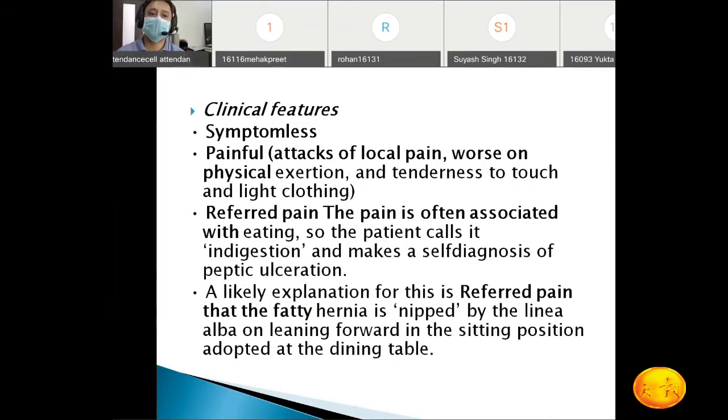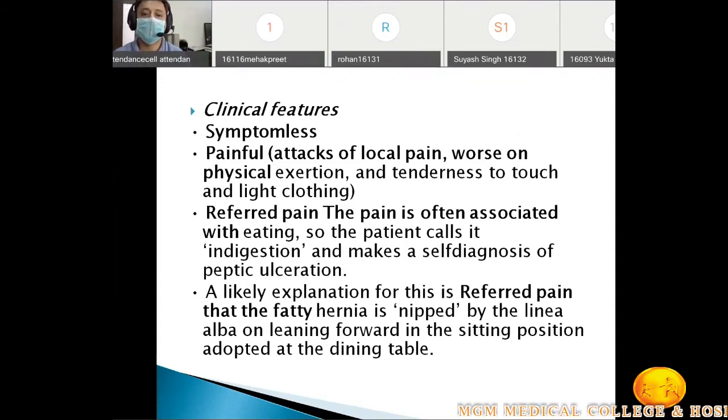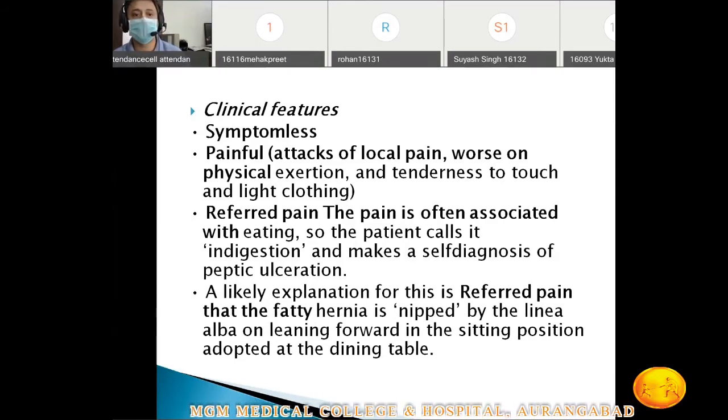The clinical features are mostly symptomless, painful attacks of local pain, worse on physical exertion, and tenderness to touch and light clothing. Then there could be referred pain. The pain is often associated with eating, so the patient calls it indigestion and makes a self-diagnosis of peptic ulceration. The likely explanation for this is referred pain: the fatty hernia is nipped by the linea alba on leaning forward in the sitting position, adopted at the dining table. So the patient thinks it should be gastritis or acidity, indigestion.